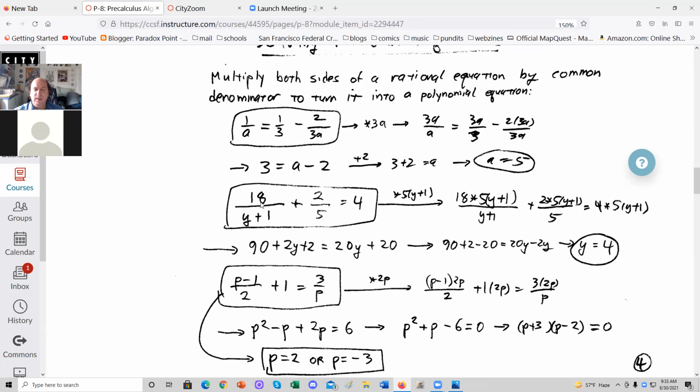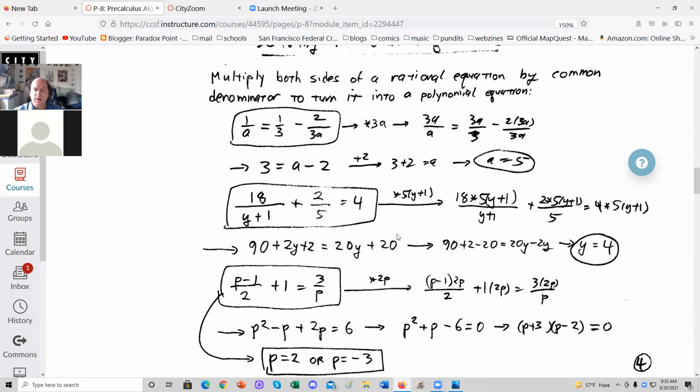Here we have 18 over y plus 1 plus 2 over 5 equals 4. Here the common denominators are 5 and y plus 1, so multiply by that. 18 times 5(y plus 1) over y plus 1 plus twice 5(y plus 1) over 5 equals 4 times 5(y plus 1). For this term, the y plus 1 cancels, leaving a 90. This term, the 5 cancels, leaves a 2y plus 2. 4 times 5 times y plus 1 is 20y plus 20.